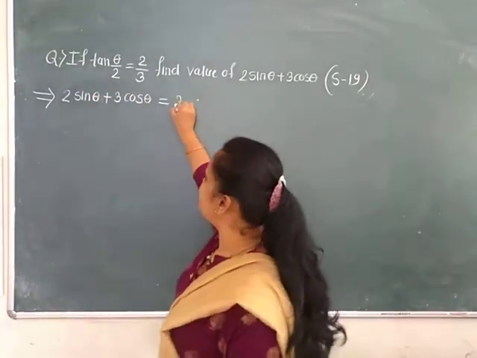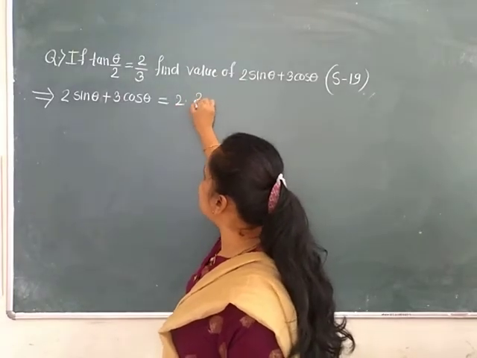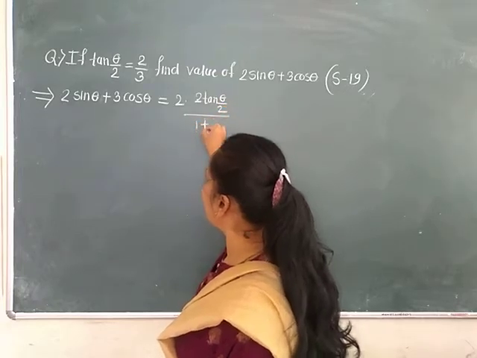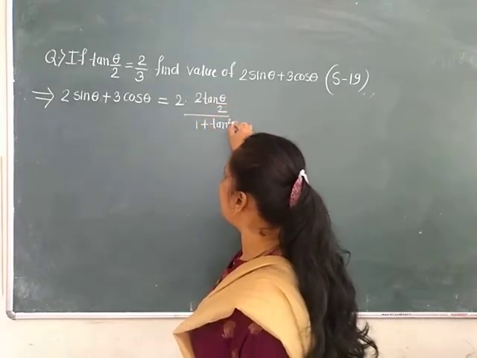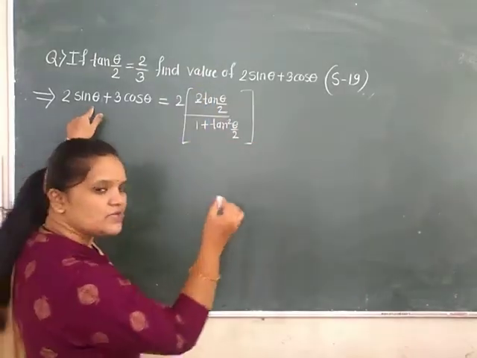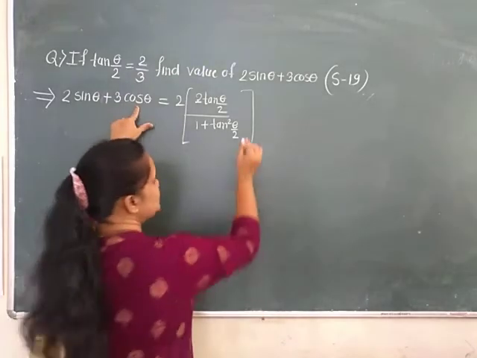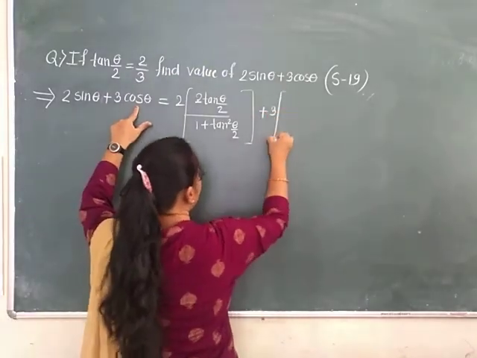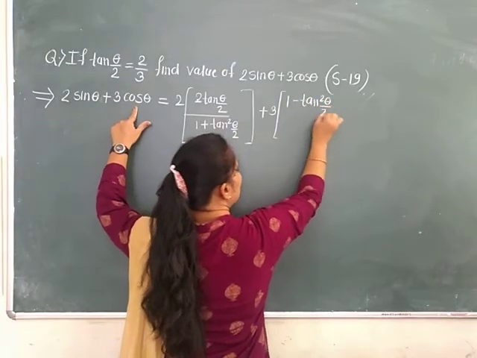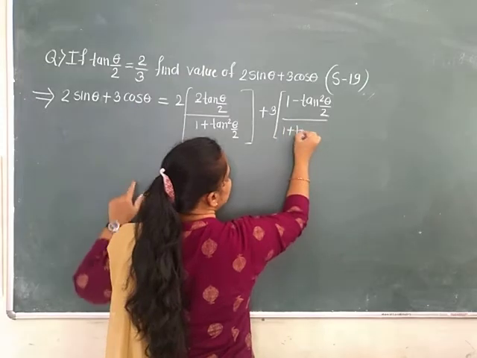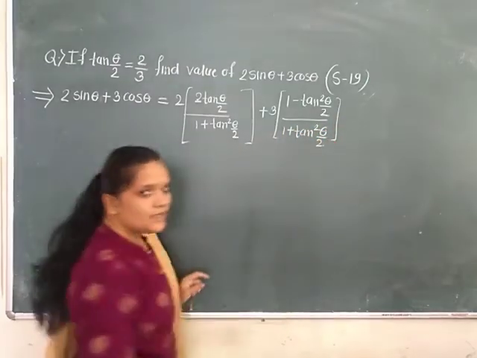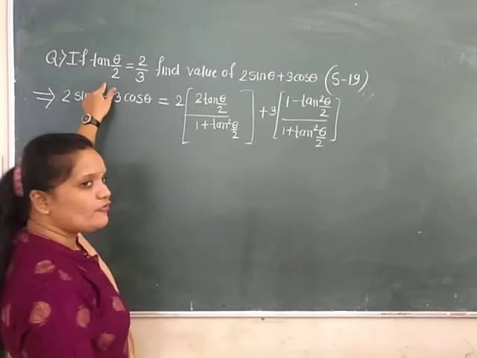So I will write first of all, sin theta's value is 2 times tan of theta by 2 divided by 1 plus tan square theta by 2. So this is the standard formula of sin theta. Similarly, I will write formula for cos theta. So 3 into cos theta's formula is 1 minus tan square theta by 2 divided by 1 plus tan square theta by 2. Okay.